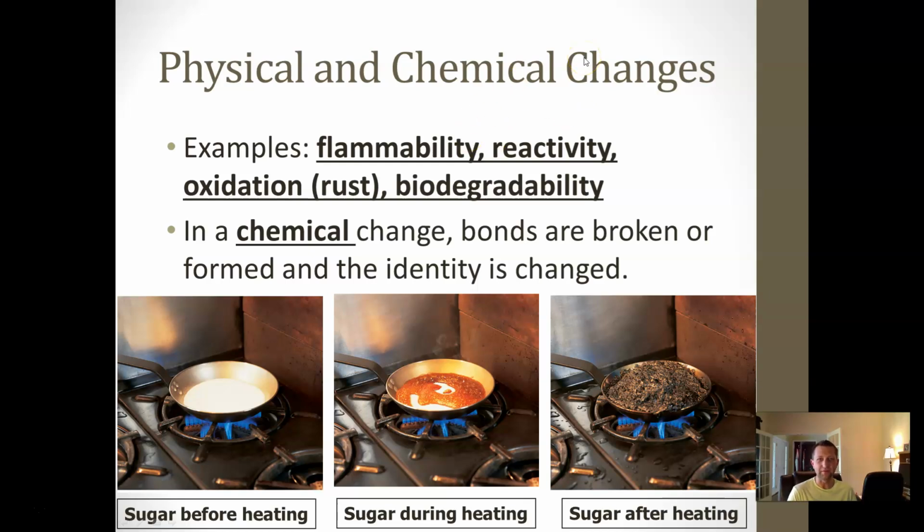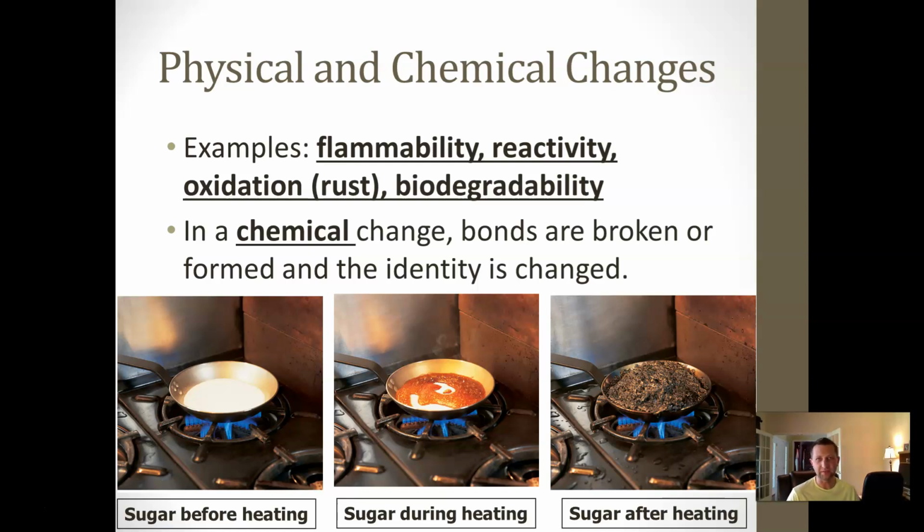Some examples are flammability, obviously, like any combustion reaction. We'll look at combustion reactions and reactions in general way down the line, but we'll be able to look at some of the products of those. Reactivity, any chemical reaction that occurs, like putting a piece of metal in acid. You're going to have a gas being produced. You're going to have some other things occurring that change the formula of that metal. Oxidation is our fancy term for rusting, and if something is biodegradable, it breaks down on its own. All of those things involve a change in identity.